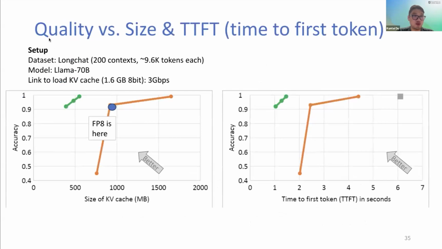In this figure, the workload is Longchat, the model is Llama 70B, and the link to load the KV cache is about 3 gigabits per second, which is relatively on the low end of the data center. The FP8 quantization is highlighted in a blue circle, and the others are FP16 and FP6. We can see that on the accuracy versus KV cache size trade-off, our green curve is much better. In terms of time to first token, the improvement is also obvious, about 2x.